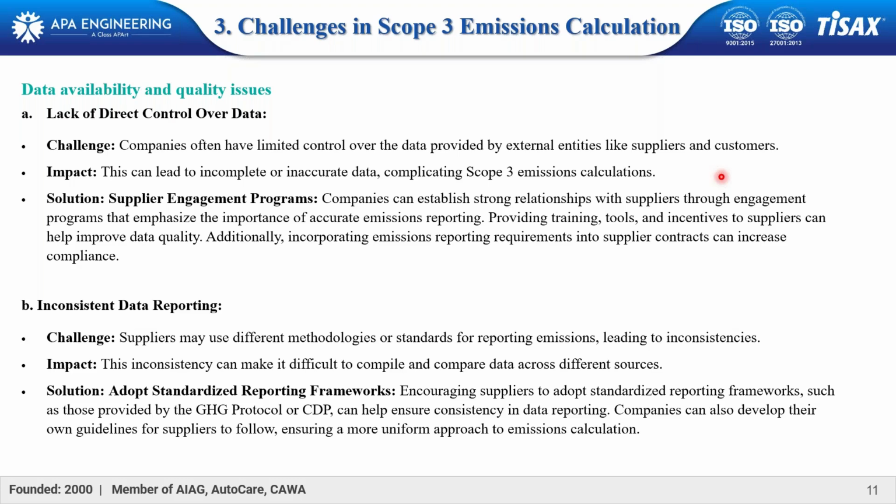Companies may often rely on external entities like suppliers and customers for data. This can lead to incomplete or inaccurate data, complicating our scope 3 emission calculations. The quality and completeness of the data can vary, leading to inaccuracies. The solution would be implementing supplier engagement programs, like establishing a strong relationship with the suppliers and emphasizing the importance of accurate emissions reporting.